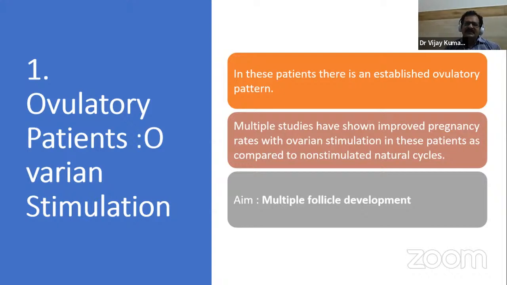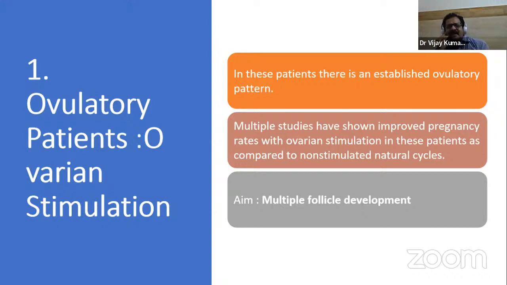In these patients there is an established ovulatory pattern, and multiple studies have shown an improved pregnancy rate with ovarian stimulation as compared to non-stimulated natural cycles. Compared to a single follicle, if there are 2 to 3 follicles, then arithmetically we can expect that the success rate would be much better than a natural cycle.